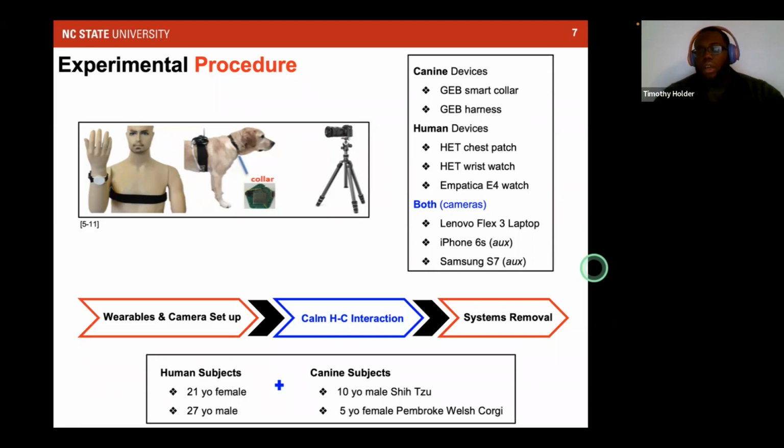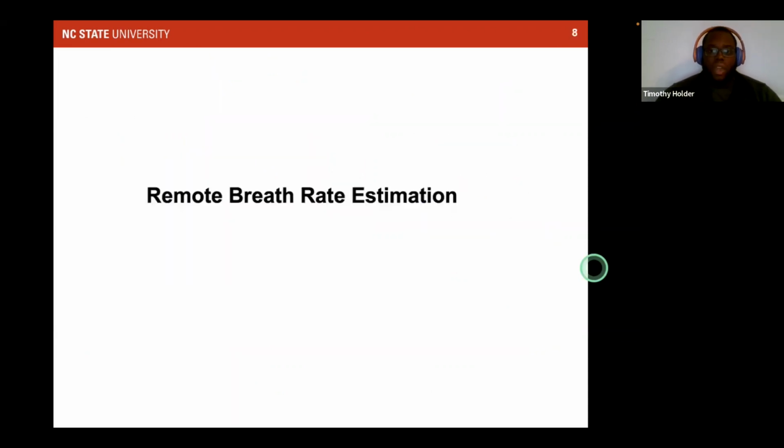The main camera is a commercially available camera from a laptop webcam, and then we have 2 auxiliary cameras from smartphones as well. So the procedure is to bring 1 human subject and 1 canine subject into the research space, to affix the reference devices and set up the various cameras, to give them a short break, which is what's represented by the black arrow, and then proceed with a calm human-canine interaction before another short break and removal of the various systems. Next slide, please. And now my partner, Mushfiqur, will talk about the remote breath rate estimation.